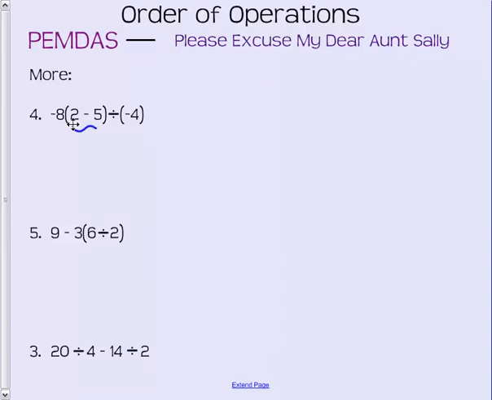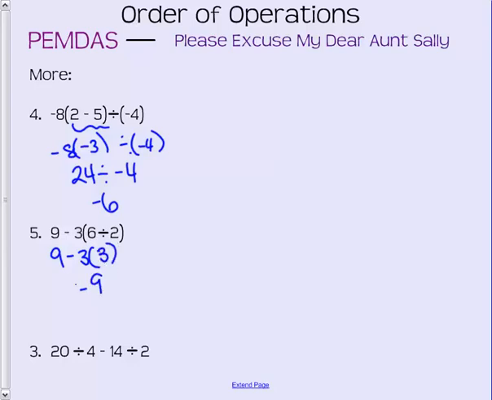Okay, so the first step is the parentheses, which we know is a negative 3. Bring everything else down, and this would be a positive 24 divided by a negative 4, so my answer would be negative 6. 9 minus 3 times, in parentheses, okay, so we get 3. So 9 minus 9 is 0. 20 divided by 4 is going to give us 5, minus 14 divided by 2, which is 7. So our answer is negative 2.